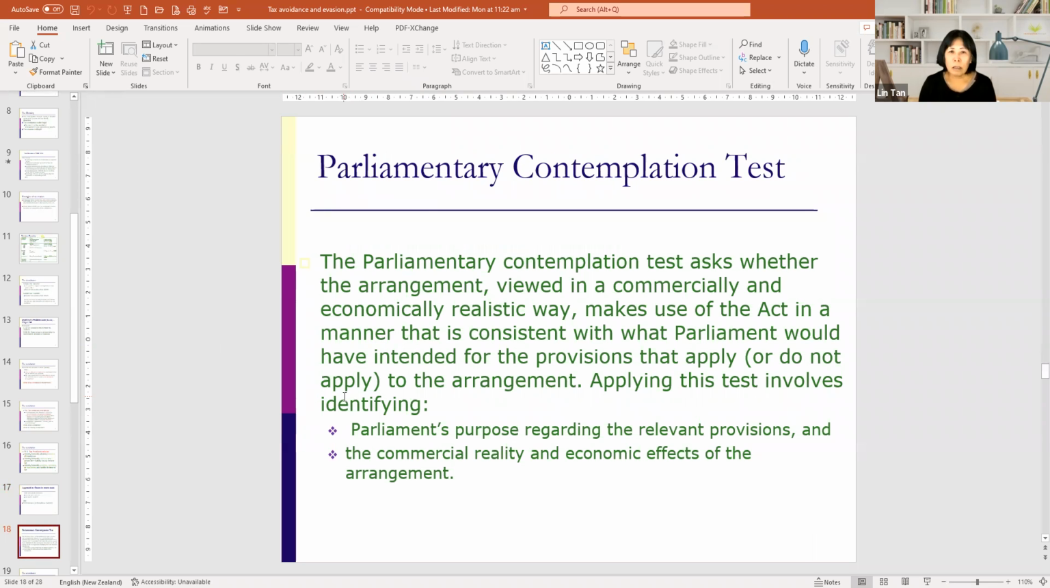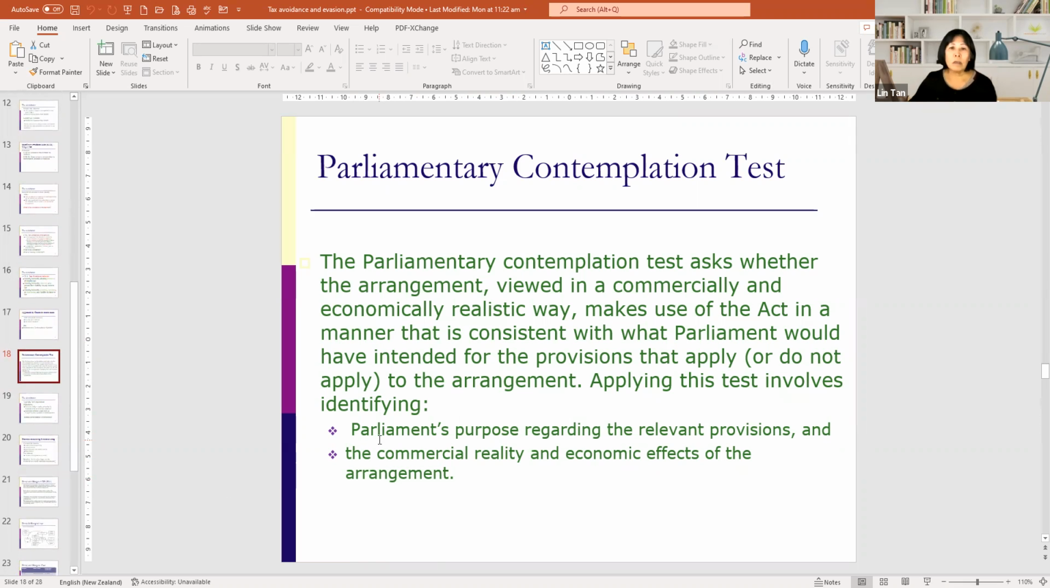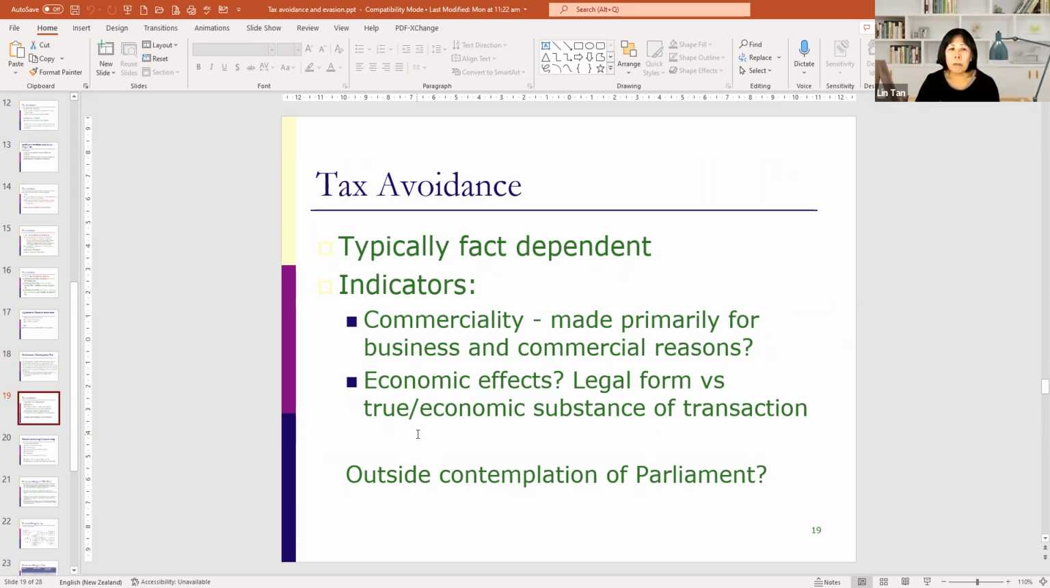So before they explain what this test is all about, they want to look at the arrangement, whether it's viewed in a commercially and economically realistic way, and they use the Act in a manner that's consistent with what Parliament would have intended for the provisions that apply to the arrangement. So it is very important that they look at Parliament's purpose regarding the provision and the commercial reality and economic effects of the arrangement. So the facts of the case become very important to see whether it is caught under the meaning of a tax avoidance arrangement. Commercial reasons become very important. And economic effects are also important because they're not just going to look at the legal form. They're going to look at the substance.